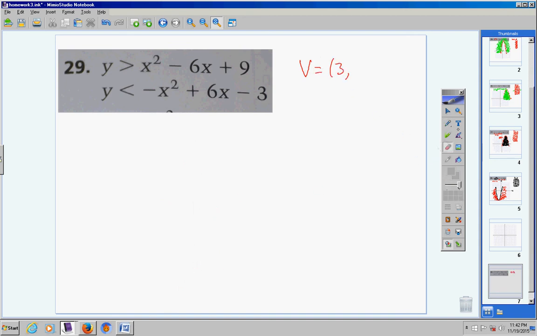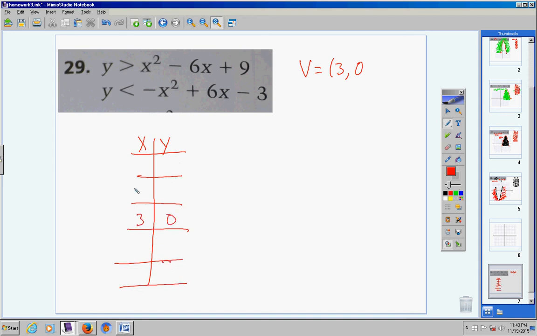Now let's substitute 3 into this top inequality. So 3 squared, negative 6 times 3, positive 9. 3 squared is 9. Negative 6 times 3 is negative 18. Bring down your positive 9. You get 0. So the vertex is 3, comma, 0. Let's go ahead and put that right here. And so let's go up from 3: 4, 5. Let's go down from 3: 2, 1.